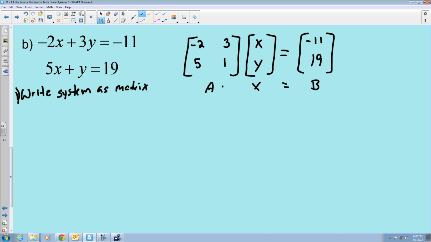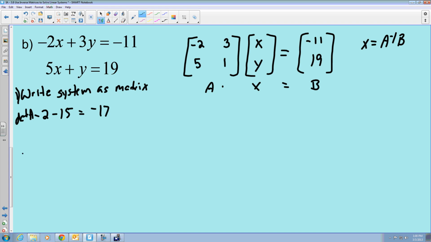Again, we said that X ends up equaling the inverse of A times B. So what I need to do first is find the inverse of matrix A. By doing that, I need to find the determinant for A. So the determinant for A is -2 minus 15. So my determinant ends up equaling -17.